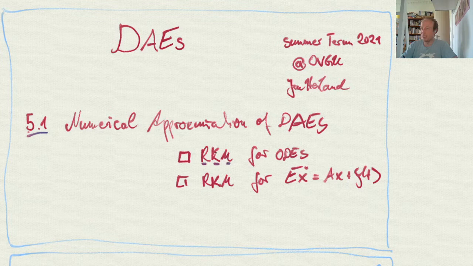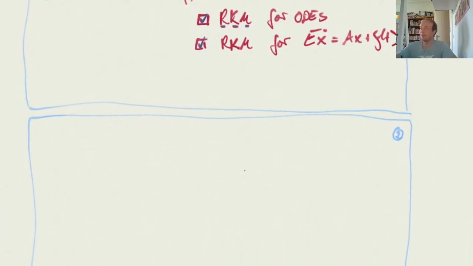RKM is Runge-Kutta method. But we will first need some notions of how these RKM methods look for ODEs. We had this last week, and we already implemented some. But to set the notation, we need a little repetition again. Then we will look at what happens if we apply such an RKM method to the easiest DAEs, linear DAEs with constant coefficients. But let's see.